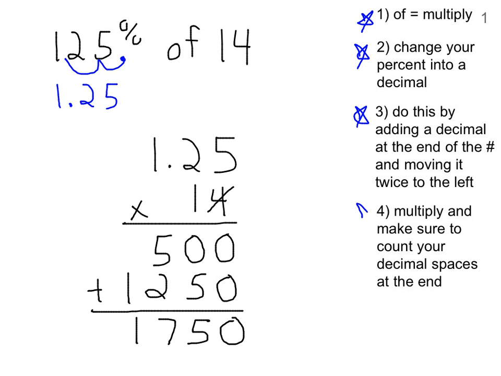Now the last thing we need to do is count our decimals. So let's do that. 1, 2, and again, for your answer or product, you start on the right. 1, 2. So our final answer is 17.50. So 125% of 14 is 17.50.